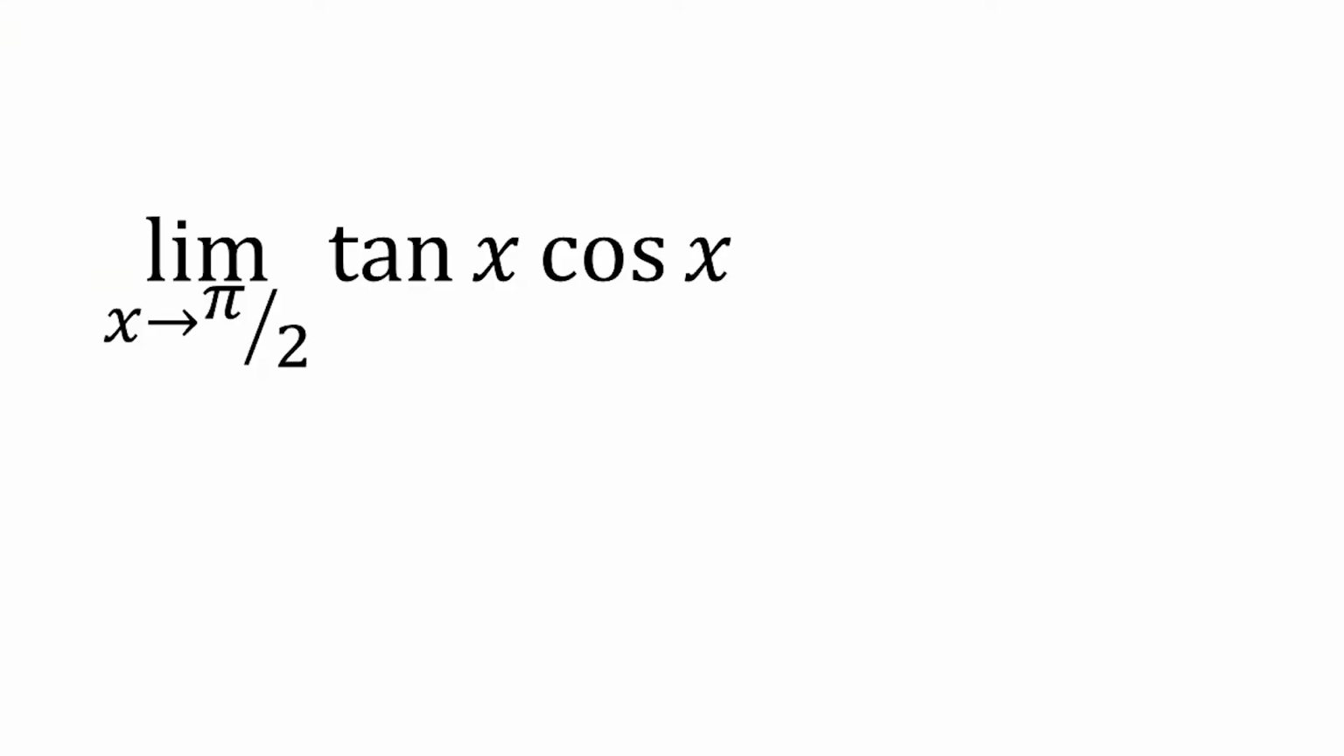So let's say we have the limit as x goes to pi over 2 of tan x times cosine x. Okay, product of two functions. Let's look at both those functions independently. So the limit of tan x as x goes to pi over 2 does not exist. The limit of cosine x as x goes to pi over 2 is 0.